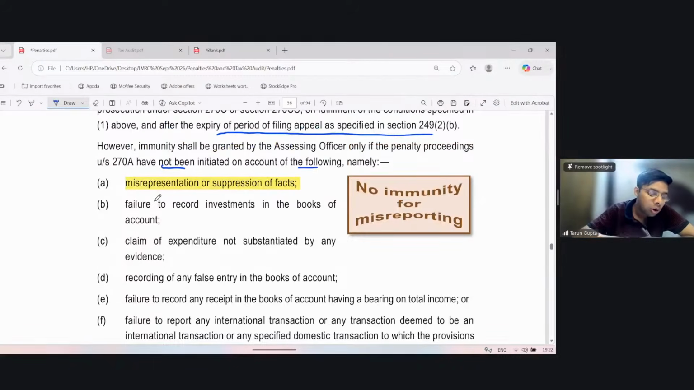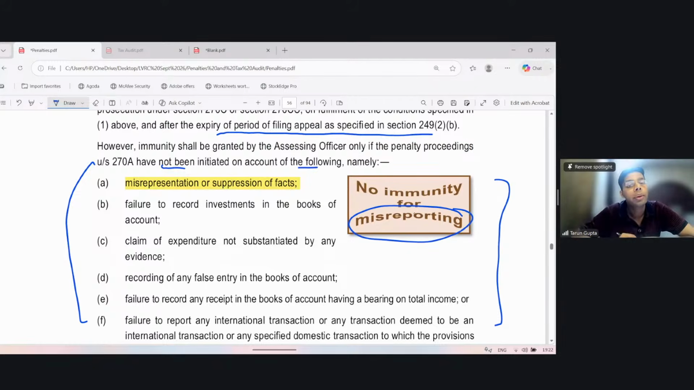Okay. So all these 6 cases we discussed earlier also. What are these cases? These are regarding misreporting. So immunity shall not be granted if the penalty is initiated on account of misreporting. Understood? This we discussed.